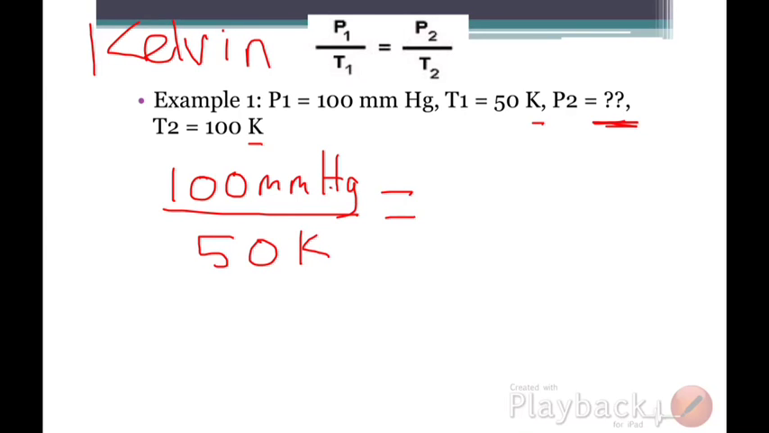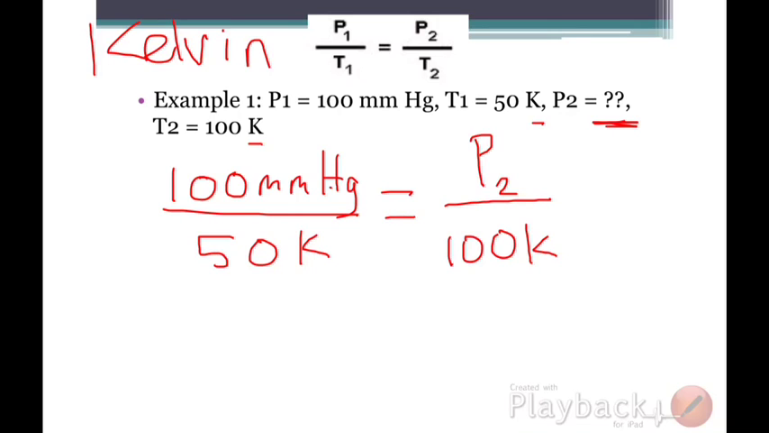So 100 millimeters of mercury, that's pressure 1, over 50 Kelvin. And then we are given T2, that's 100 K. But we do not know P2, so you could fill in P2 right here, or you could use an X or whatever variable you want. Now we need to solve.